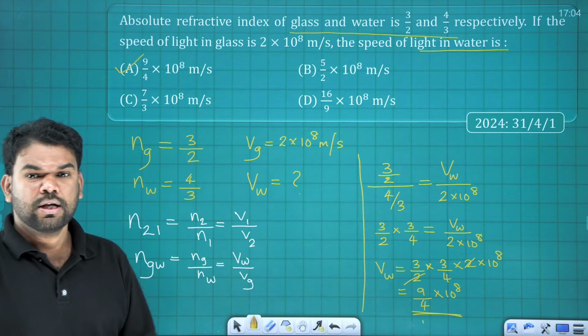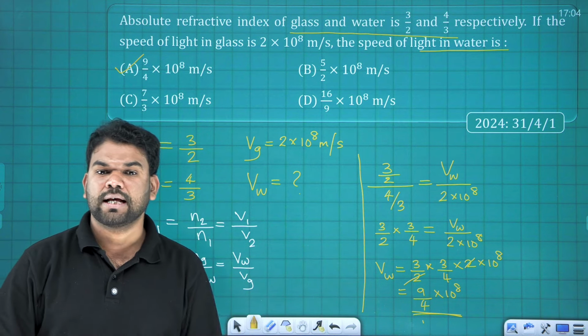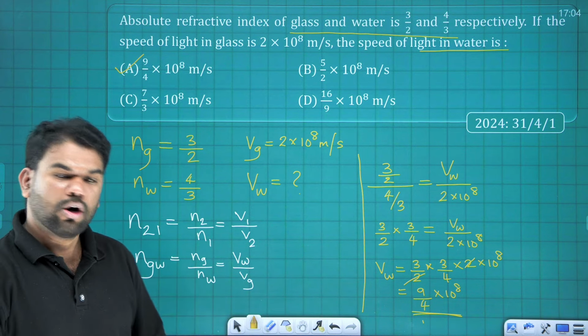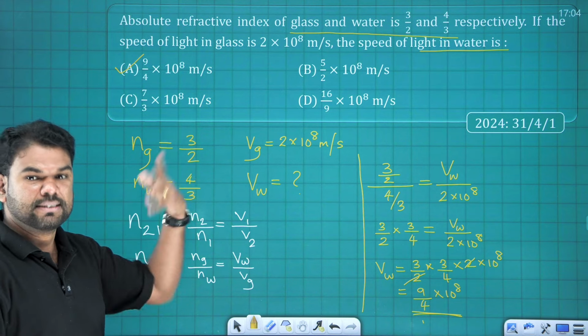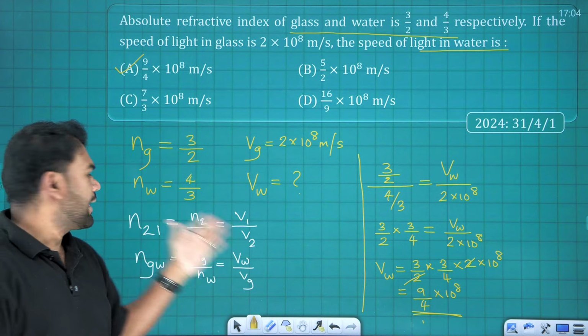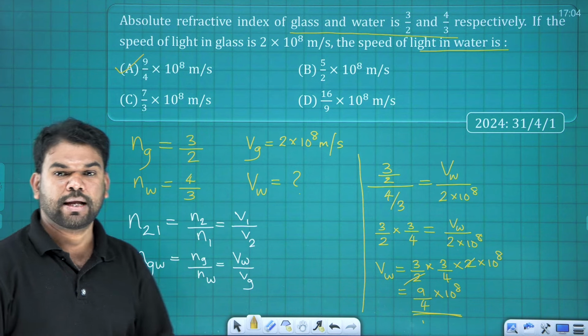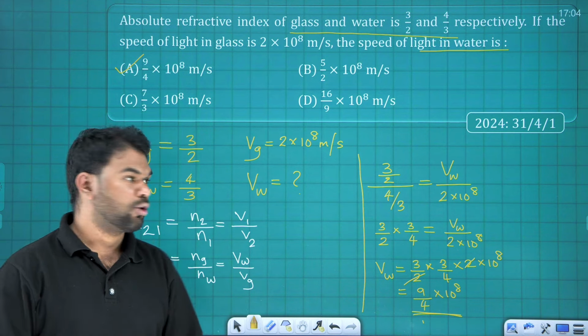I already told you, this is a direct method without finding the speed of light in vacuum. Or you can find ng, since vg you have. So ng equal to c by vg, and the c value you know, then nw equal to c by vw. You can directly find it using that method also.